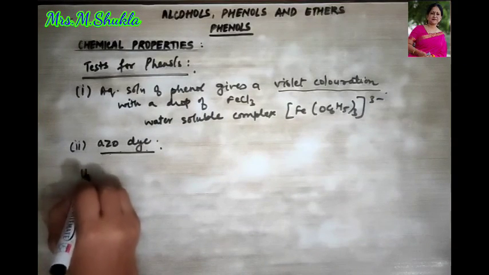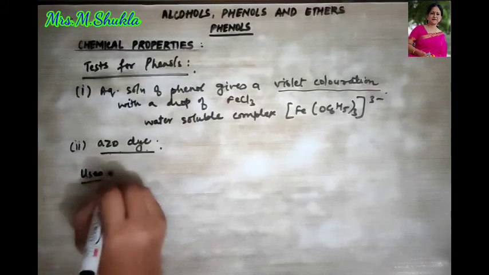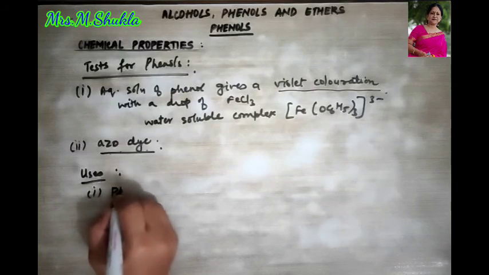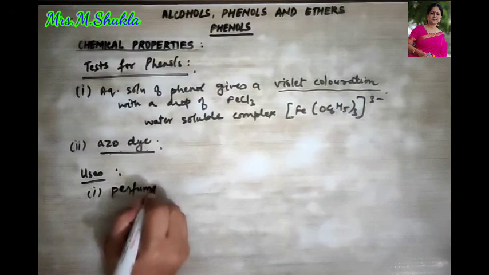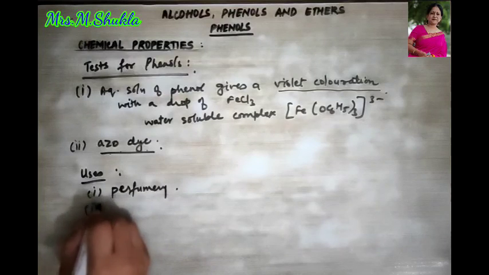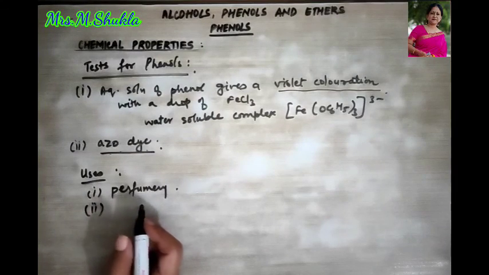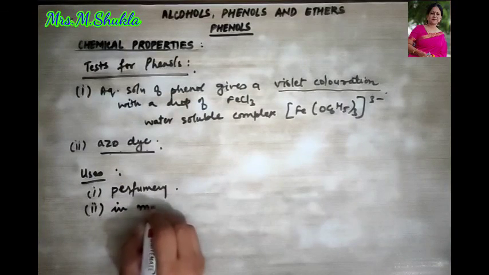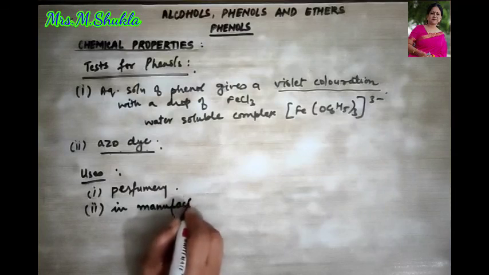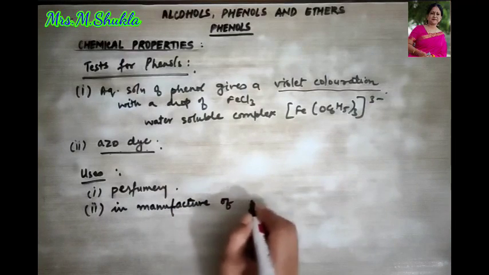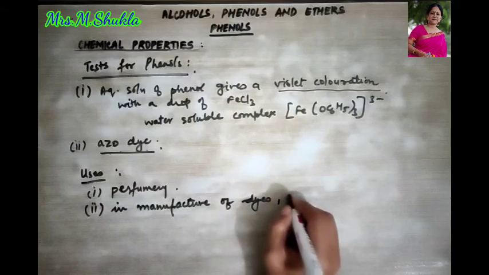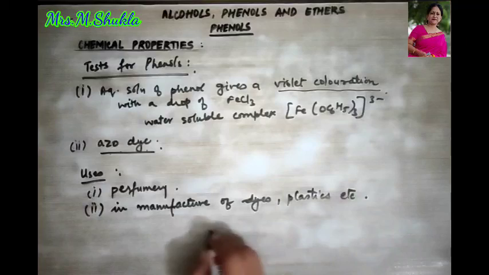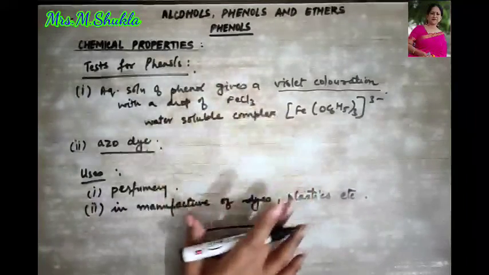So lastly we come to uses of phenols. Where are these phenols used? Firstly, they are used in the perfumery industry, okay? And secondly, it is widely used in the manufacture of dyes, plastics, etc. So with this we finish off with the phenols also, right?